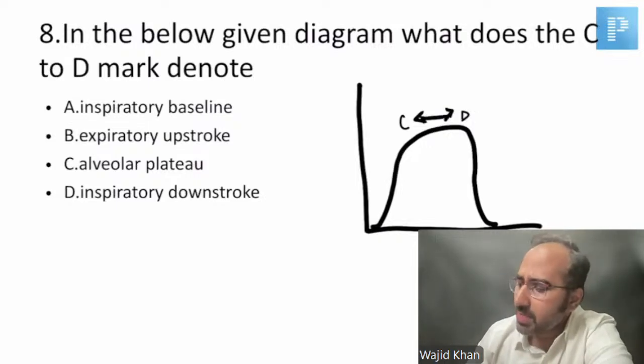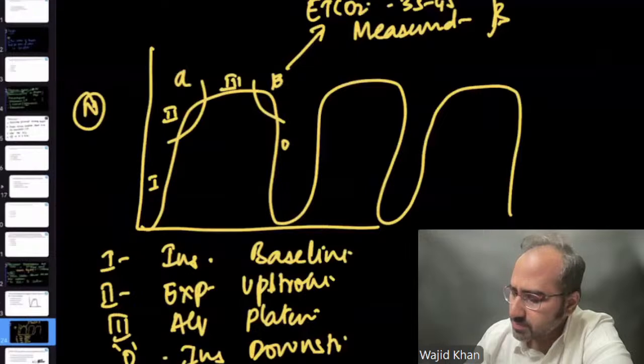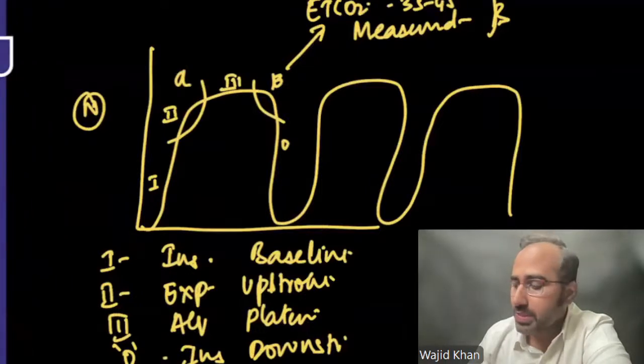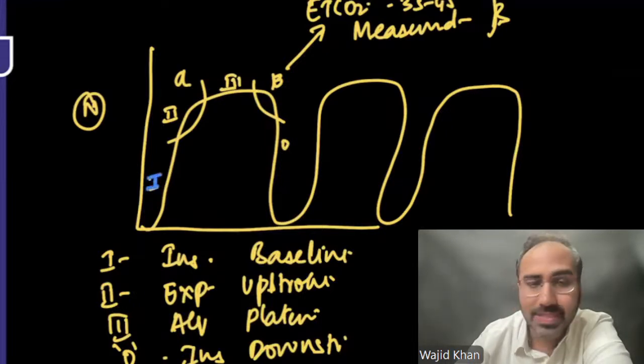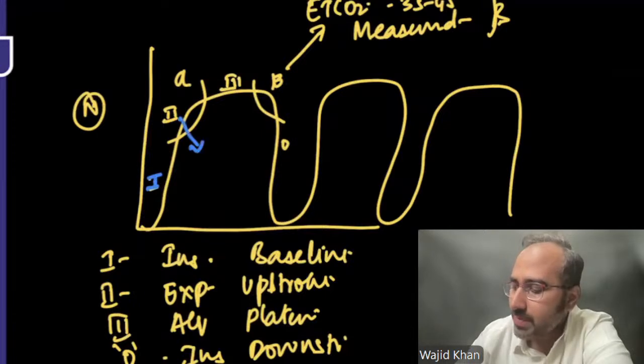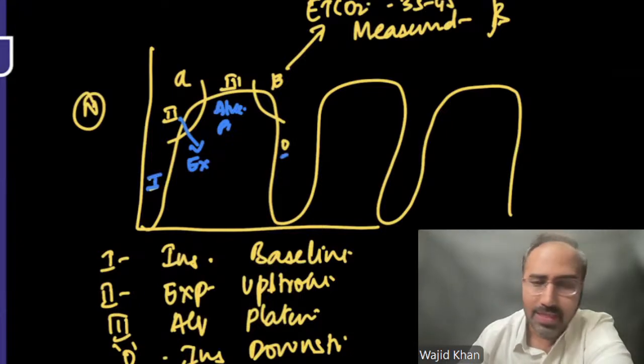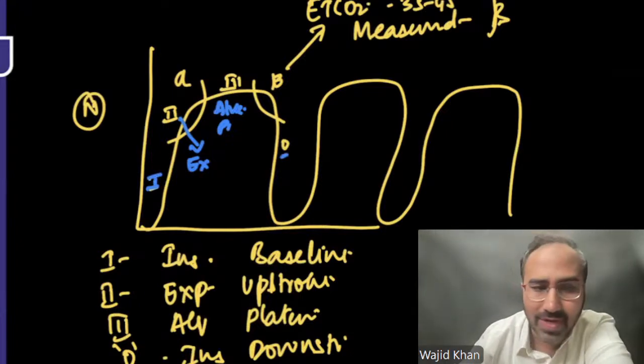So guys, remember, going back to the rapid review notes, I mentioned the EtCO2, end-tidal carbon dioxide. It has four phases. The first phase is the inspiratory baseline. Then the second phase is the expiratory upstroke. Then the third phase is the alveolar plateau. And the last phase, phase 0, is called the inspiratory downstroke. Between phase 2 and phase 3, there is an angle, alpha.